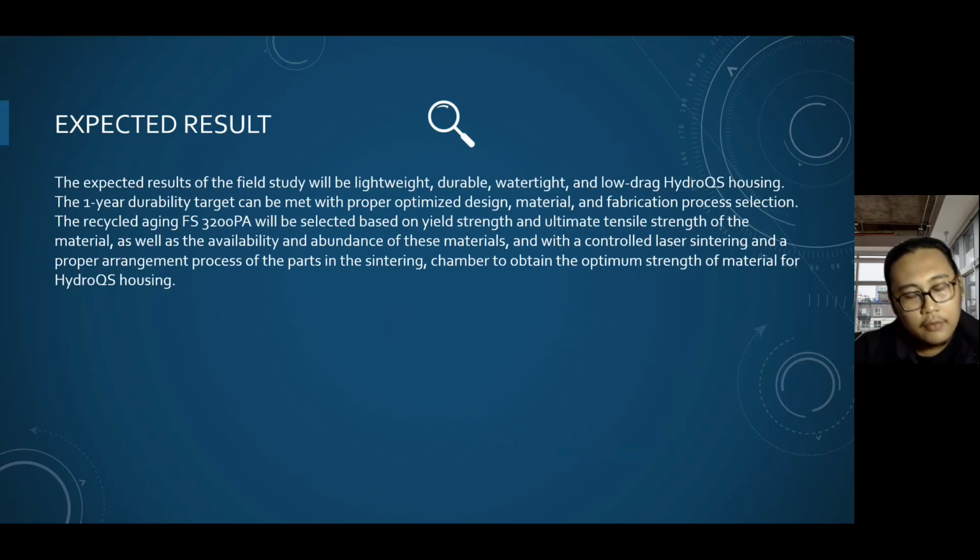So for expected result, the expected result of the field study will be a lightweight, durable, watertight, and low drag hydrogas housing. The 1-year durability target can be met with properly optimized design, material, and fabrication process selection. The recycled aging FS3200 PA will be selected based on yield strength and ultimate strength of the material, as well as the availability and abundance of the material, and with controlled laser sintering and a proper arrangement of the parts in the sintering chamber to obtain the optimal strength of material for the hydrogas housing.